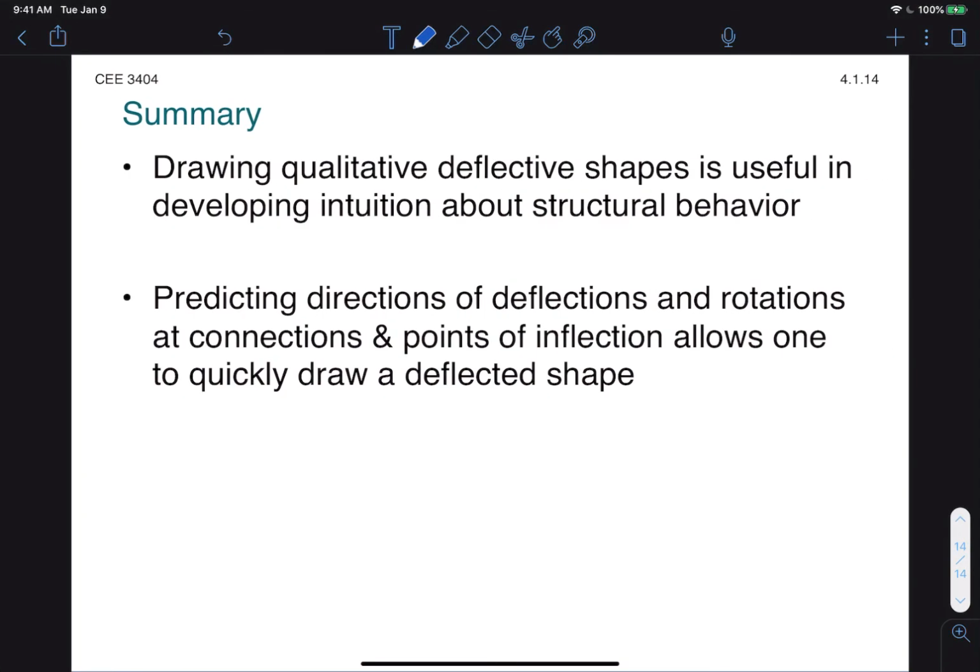Alright, so in summary, we've learned how to draw qualitative deflected shapes and develop an intuition into structural behavior. And we've seen how by simply predicting the direction of deflection and rotation, keeping in mind the constraints of the structure, we can draw some pretty accurate deflected shapes without having to do numerical calculations, which is useful for understanding where the maximum deflections might be and so on.